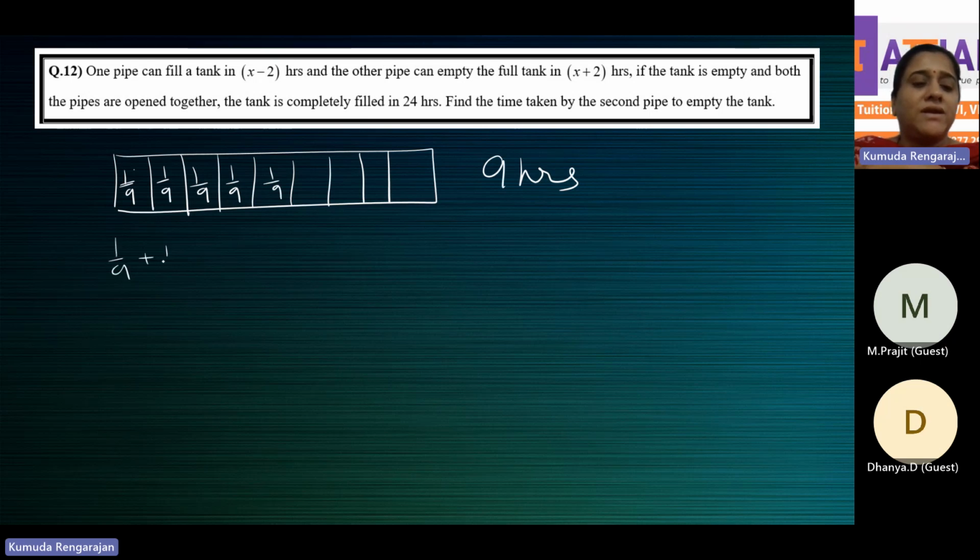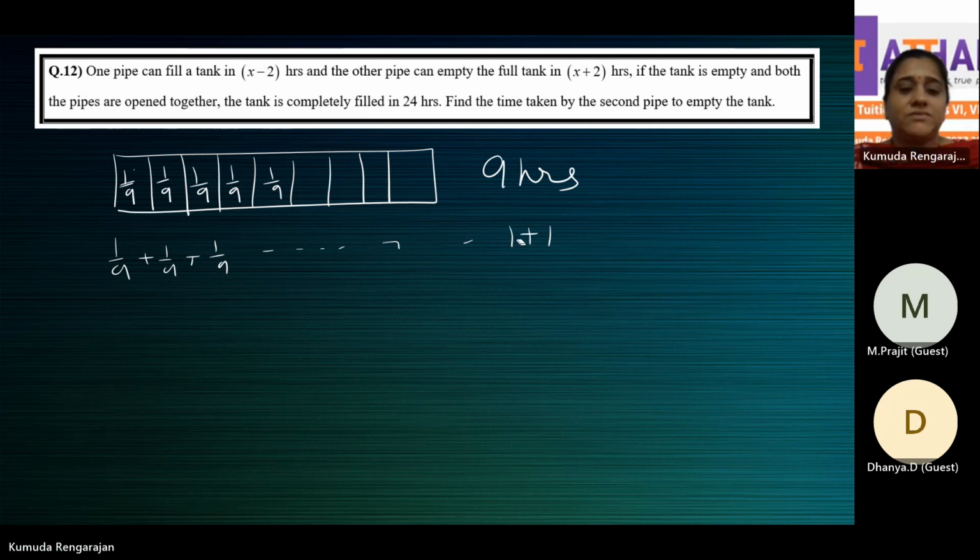So 1/9 plus 1/9 plus 1/9, 9 times, what do you get? You'll get 1 plus 1... Let me write it. 9/9, which is 1. That means the full work is done.